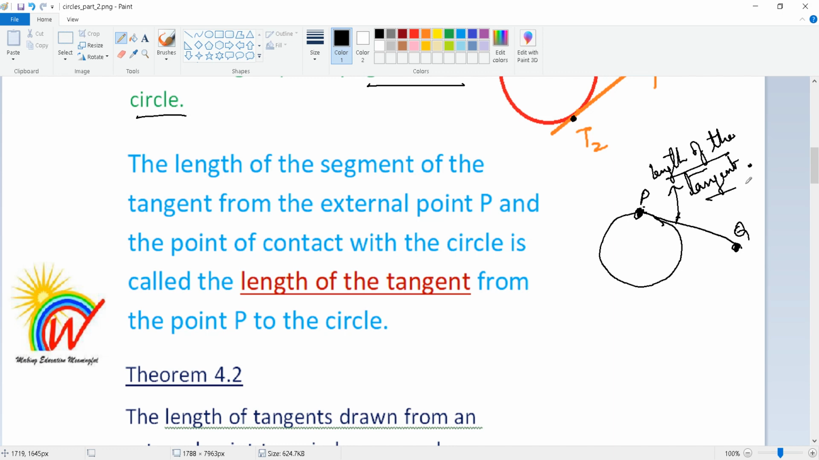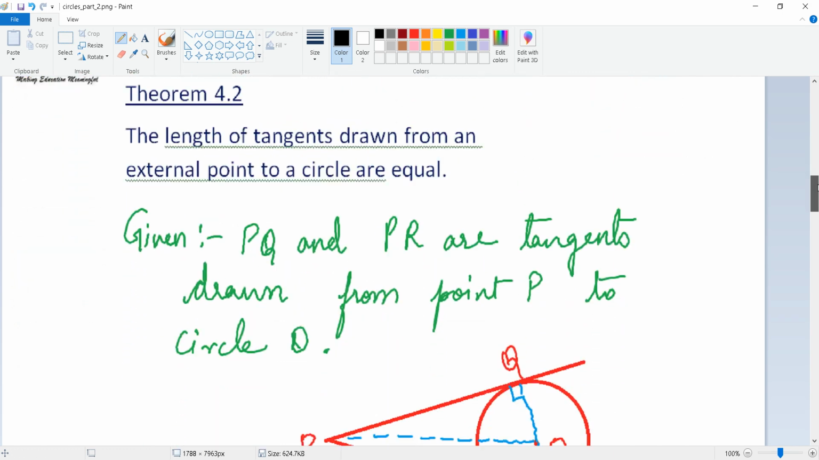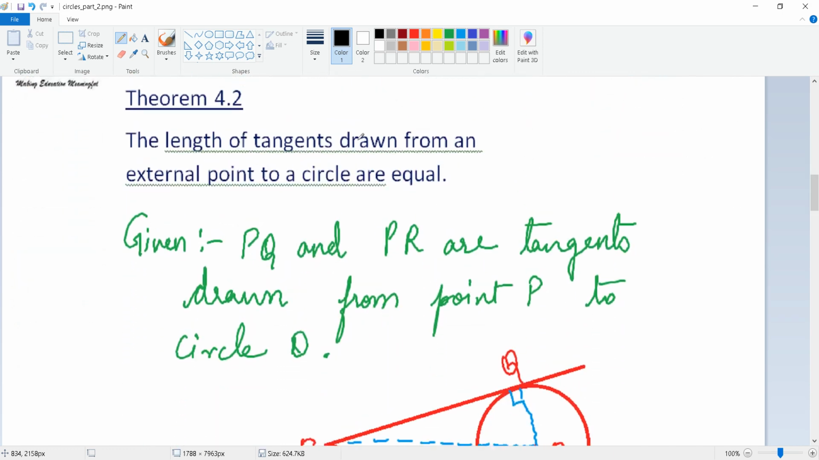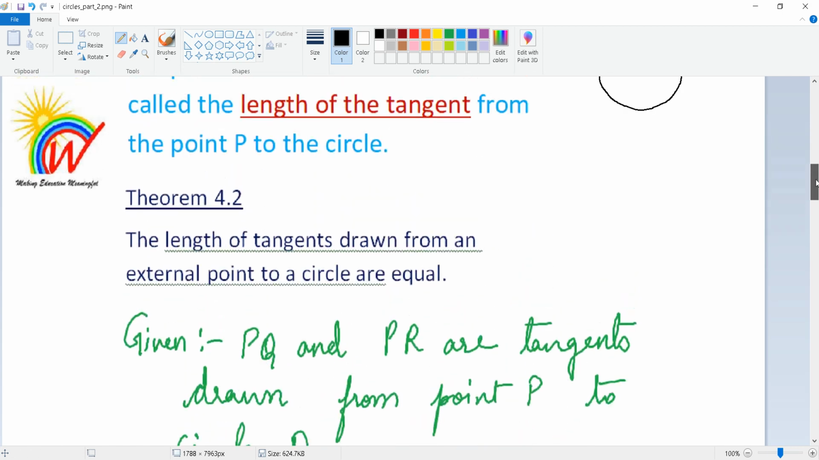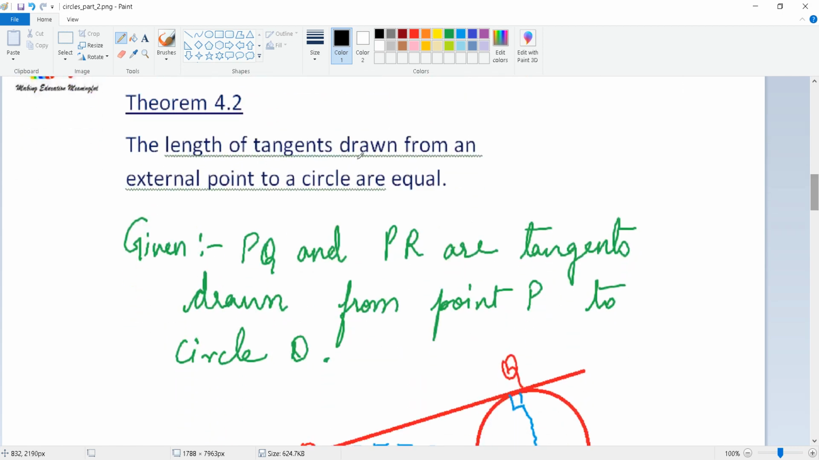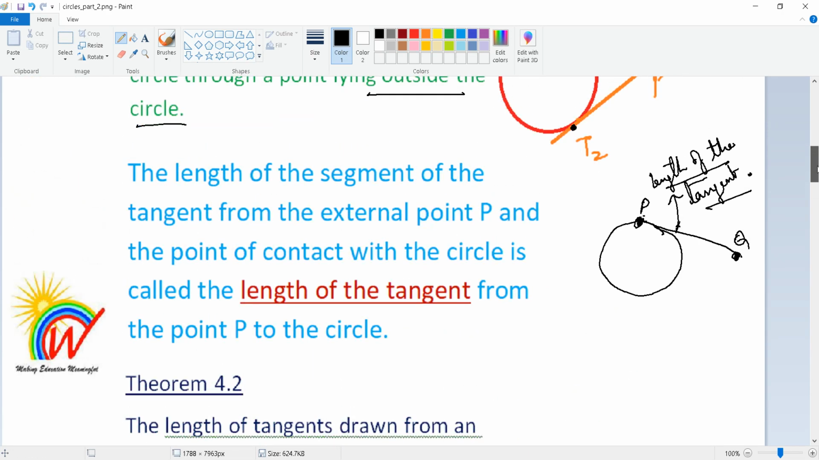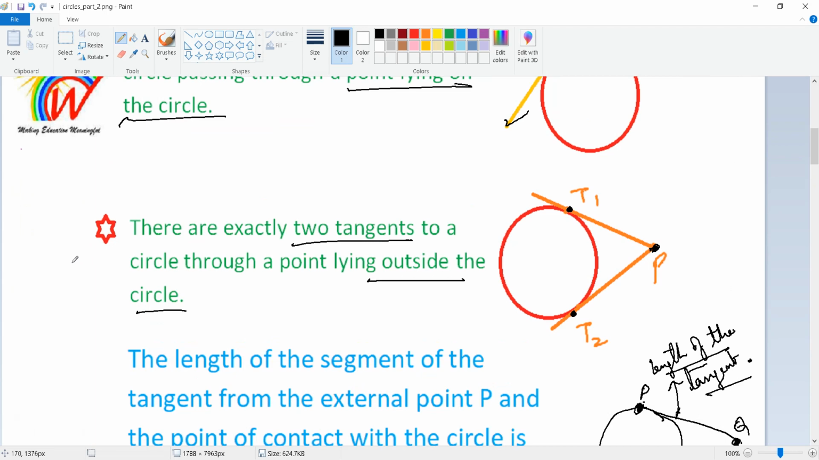Now coming to the theorem. So now we know what the length of tangent is. Now they are saying the lengths of tangents drawn from an external point to a circle are equal. And we also learnt from the third point that there are two tangents drawn.